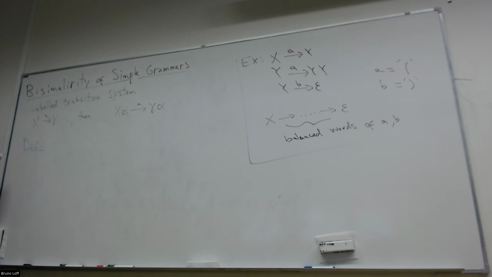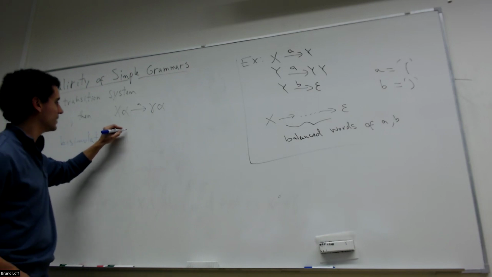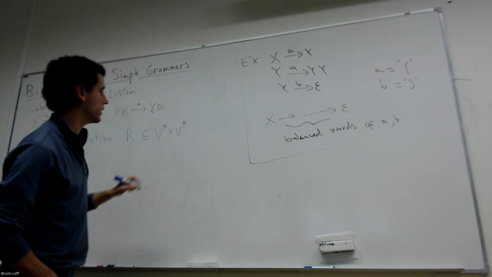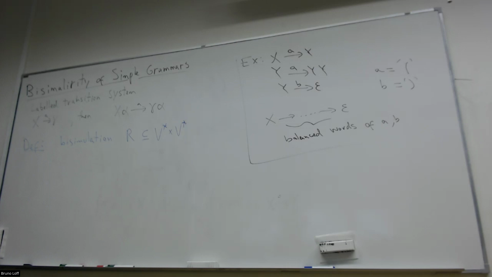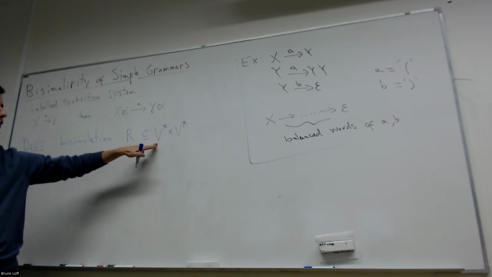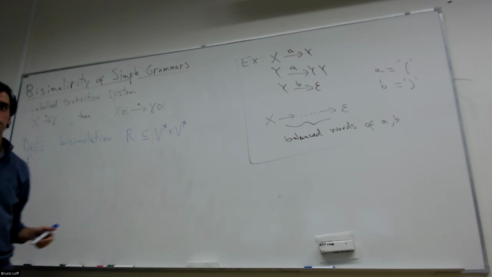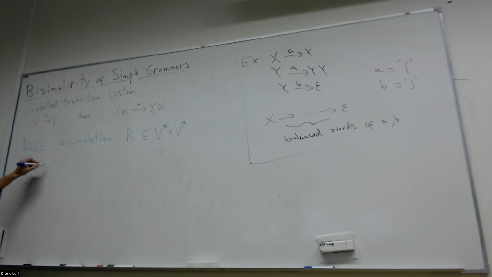So here's the definition. What do I mean by simulation? It's just a relation on pairs of words, satisfying two properties. These properties are usually called the zig and the zag. One property is that any transition on a word here can be matched by a transition on a word there. And the other property is the converse.